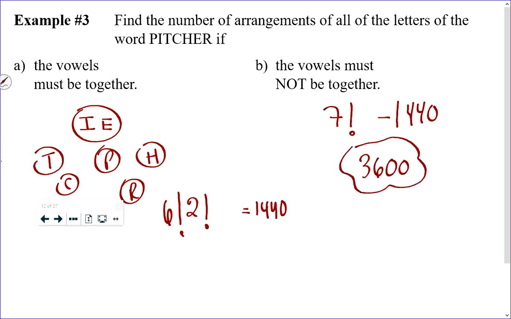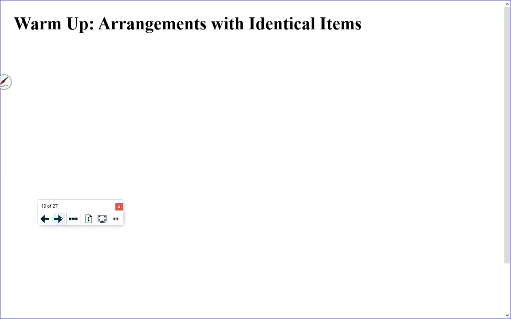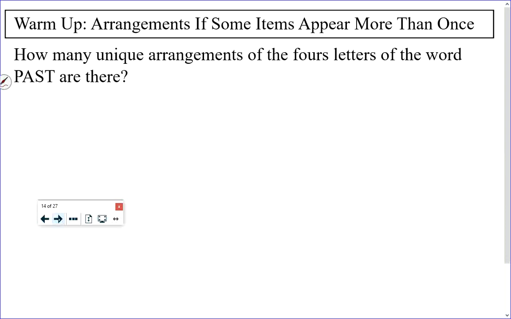All right. Any questions with that example? Okay, let's take a look now at the new material. We're arranging items where some of the items are identical. So we're going to start off with the letters from the word past. How many ways can you arrange all 4 letters from the word past? It's 4 factorial, right? It's not a trick question. You can write down 4 factorial, or 4 times 3 times 2 times 1.